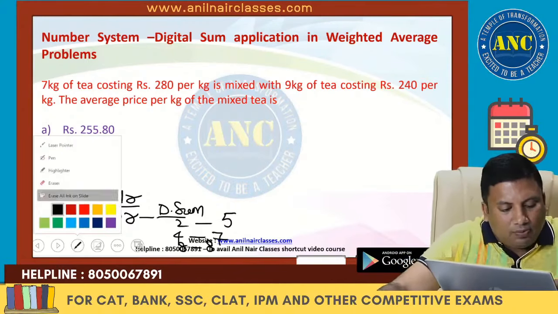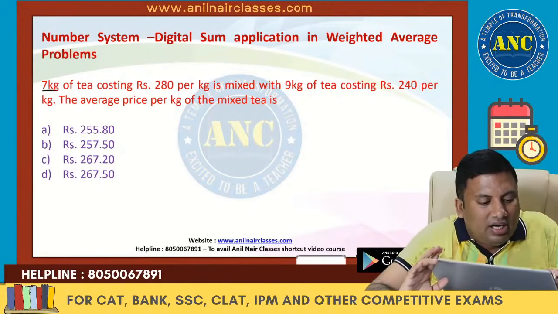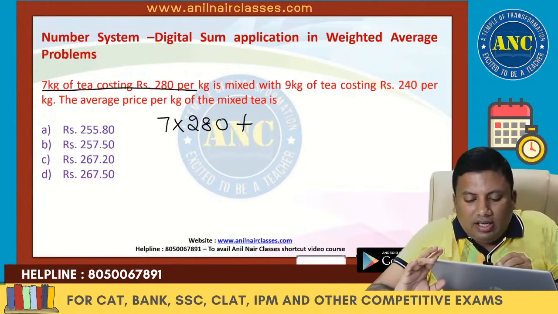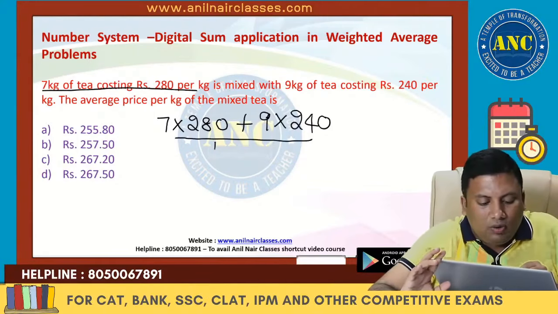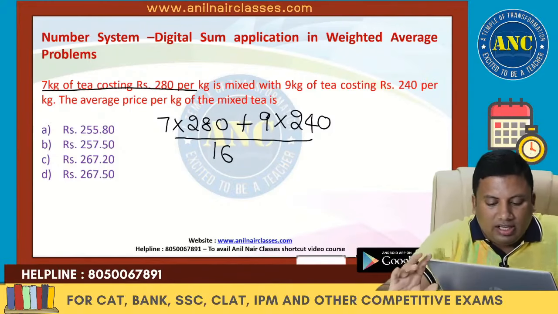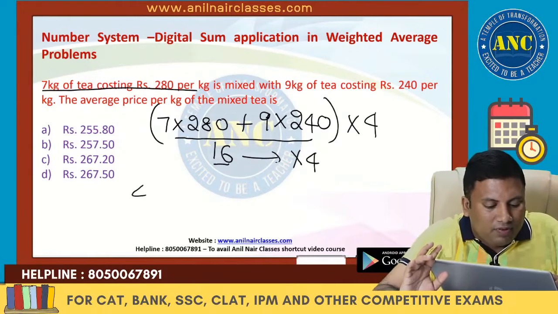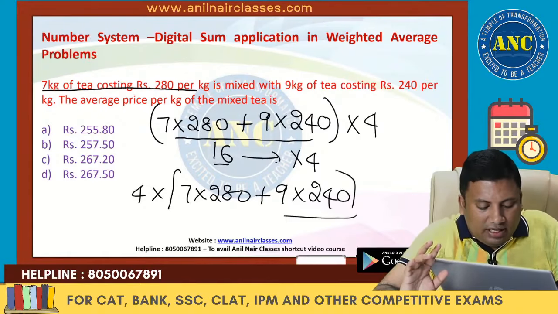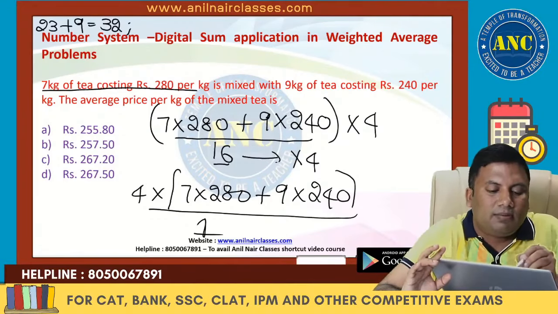Now see here, in weighted average problems, I have seen a lot of students doing it in a very long method. Now see, 7 kgs of tea costing 280 per kg. Every kg it is 280 rupees. So 7 into 280. 9 kg of tea costing 240 rupees. It is 9 into 240. Total how many kgs I purchased? 16. This is the equation. What the students will do is they will solve this equation. You don't need to solve it. 16, what is the digital sum? 7. Multiply it with 4. Numerator and denominator, multiply with 4. So 4 into (7 into 280 plus 9 into 240) divided by 7 into 4, the digital sum is 1. If I add 9 or multiples of 9 to any number, digital sum does not change.